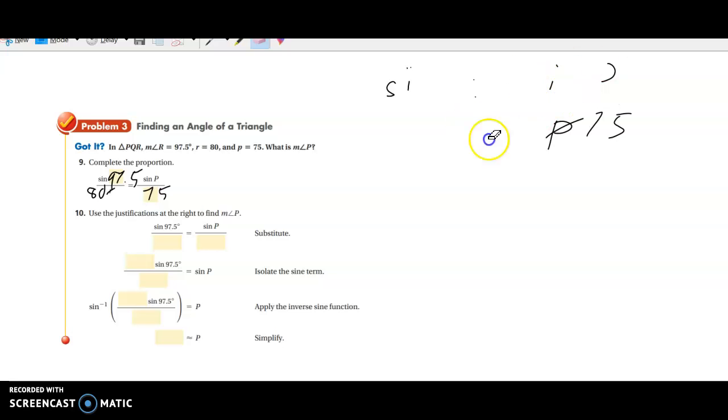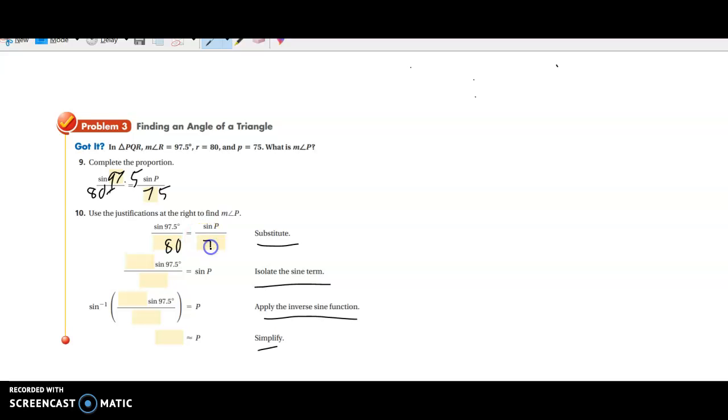Now, in number 10, we'll be solving for the measure of angle P. Since we already have some steps right here on the side, the first thing would be to substitute, which is what we did in number 9. As you can see, there are two blanks here, and the blanks that we solved for are sine 97.5 over 80 and sine capital P over 75. And we substituted the values of R and P.